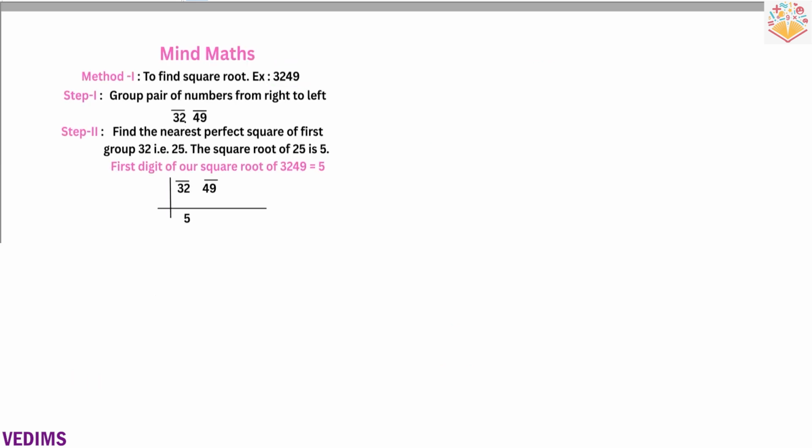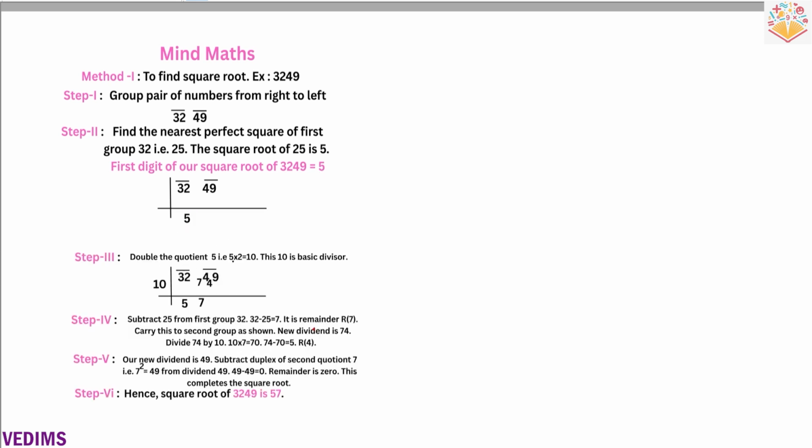3249, and group them: 32, 49. Find the nearest perfect square of first group 32, that is 25. The square root of 25 is 5. First digit of our square root will be 5. Double the quotient, you will get 10. 5 2s are 10. This 10 is the basic divisor. Subtract 25 from the first group 32. You will get remainder 7. Carry that 7 to the next place.